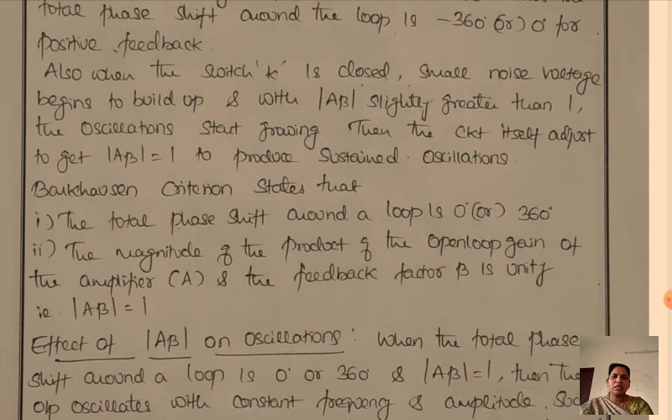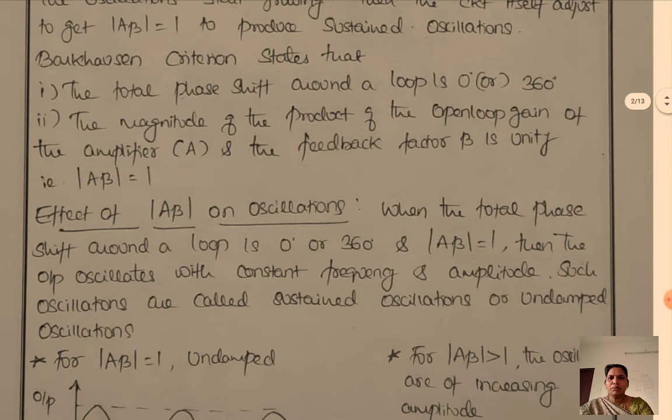So we can conclude that Barkhausen's criteria states that the total phase shift around the loop has to be 0 degrees or 180 degrees, and the second thing is that the magnitude of the product of the amplifier gain A and the feedback factor beta is unity, that is, A beta should be equal to 1 to get perfect oscillations. Let us also see what happens to the oscillations if there are any changes to this A beta equal to 1.